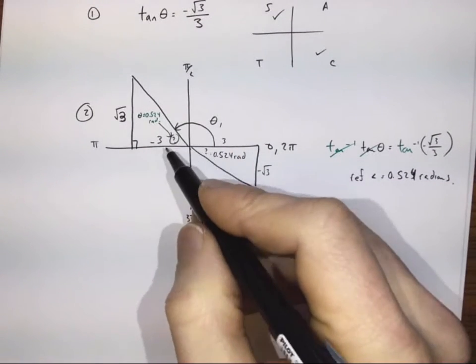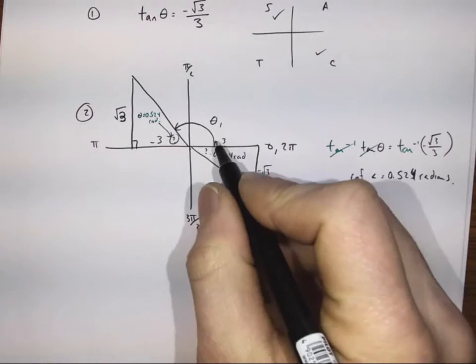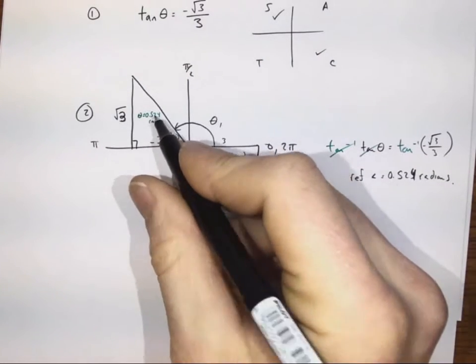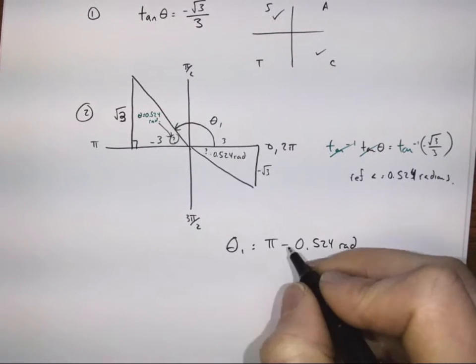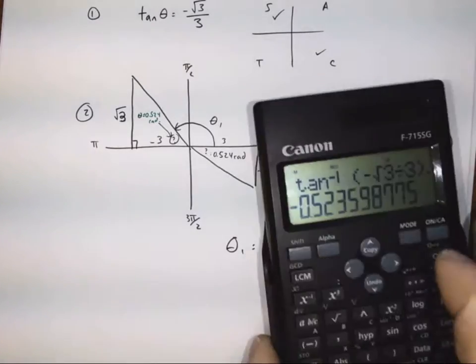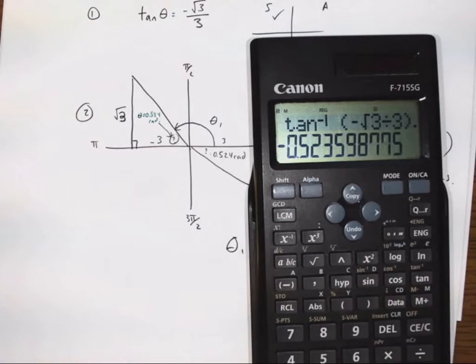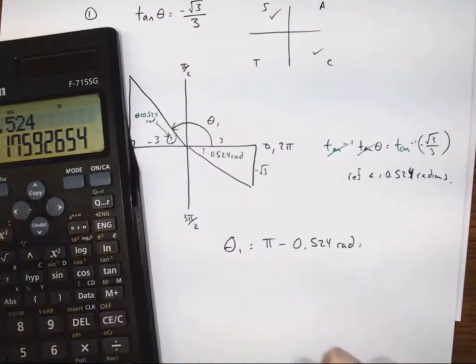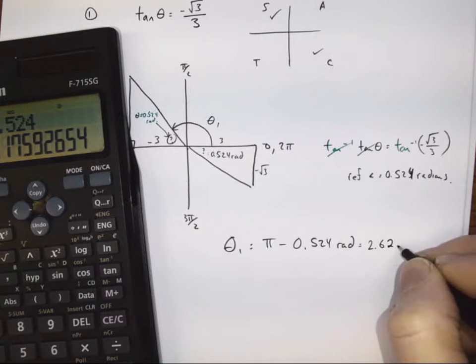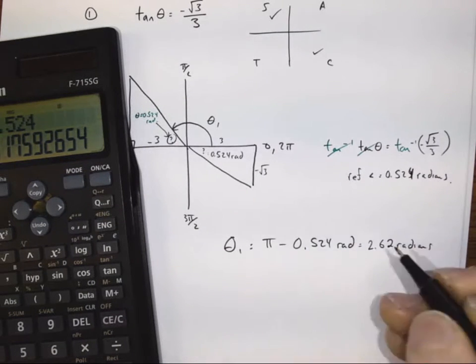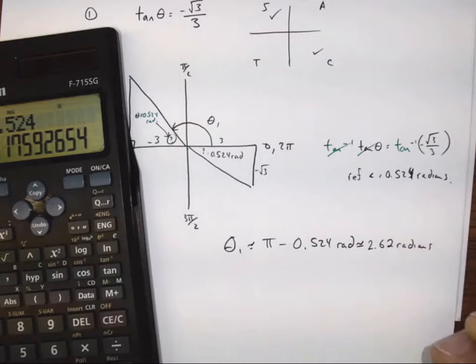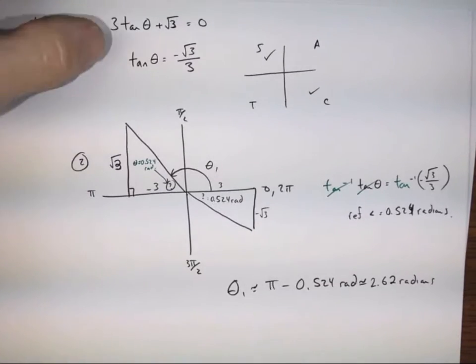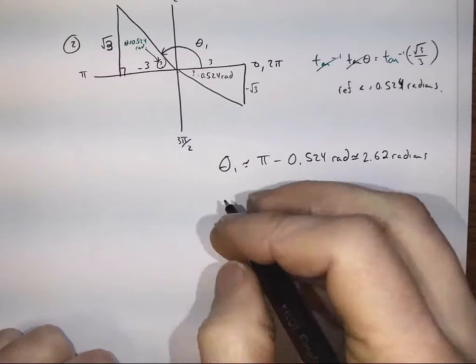Now, that means theta 1 is going to be a little bit less than pi. It's going to be 0.524 radians less than pi, so pi minus 0.524 radians. That's radians as well, of course. So it'll be pi minus 0.524, which will be 2.62 radians. And I should put approximately, because we rounded there. Turns out we're not going to give an exact value for this theta, in the same way that we were for the other ones.